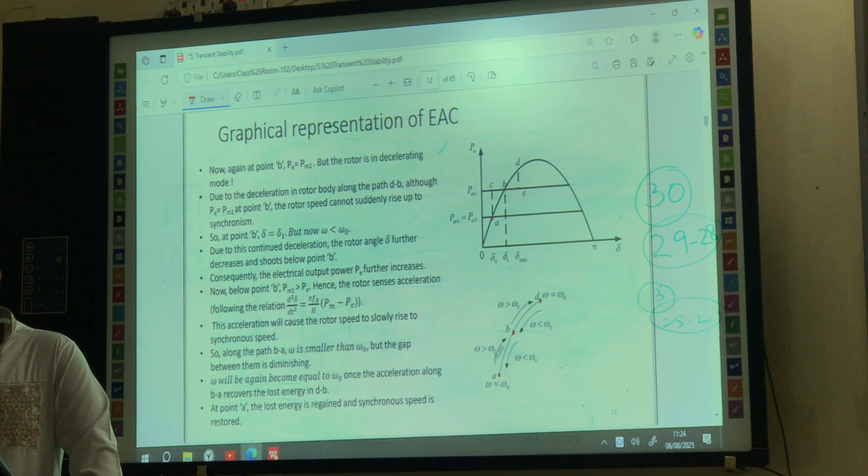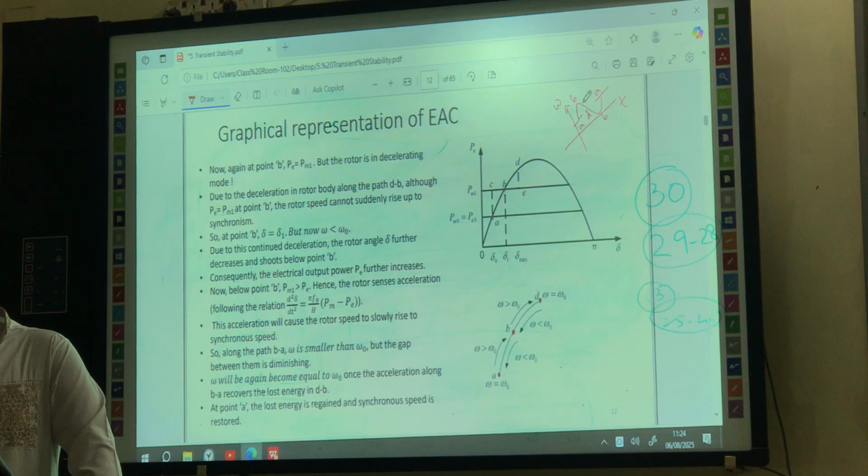Point D, right? From A to B, the omega will be higher than omega naught. And from B to D, it is still higher than omega naught, because our curve was like this. This is the curve for omega versus T. This is A, this is B, this is D, this is again B, and this is A. From A to B, the omega is higher than omega naught. From B to D, the omega is decreasing, but still higher than omega naught.